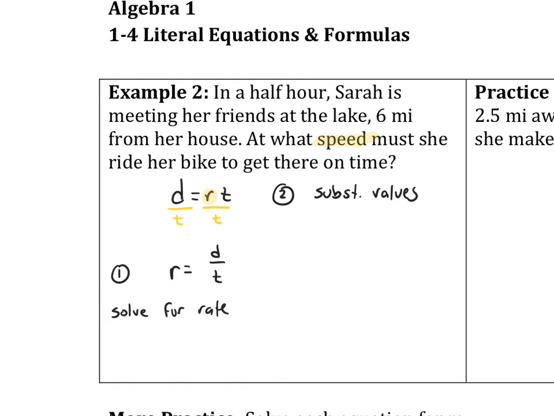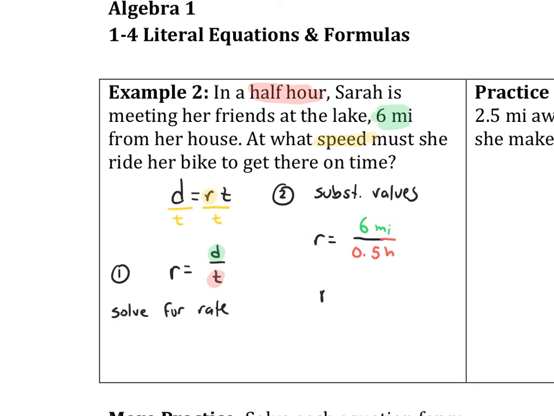So, we are told 6 miles here. That's a distance. And in a half hour. So now we just need to substitute those values in. Rate is equal to 6 miles divided by half an hour. Notice, let's put half an hour, or 0.5 hours.